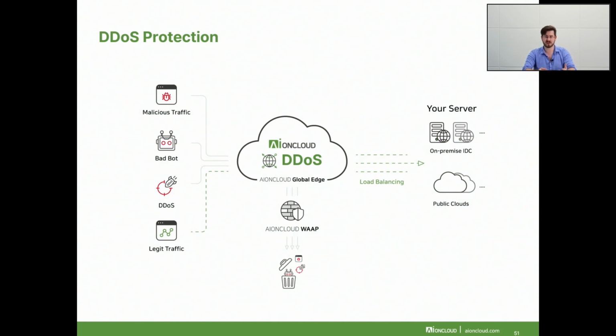However, it's important to distinguish that layer 3 and 4 DDoS attacks are handled at the edge level. This is not configured in the console. It's inherently a feature of the platform. By using scrubbing centers, IonCloud is able to block these attacks while still letting legitimate traffic pass.